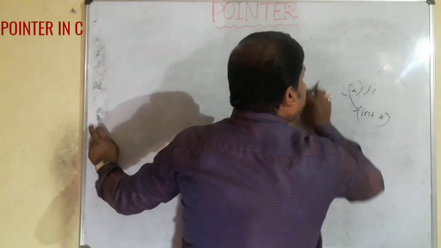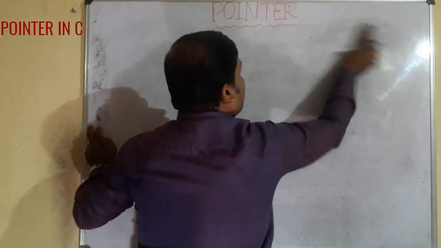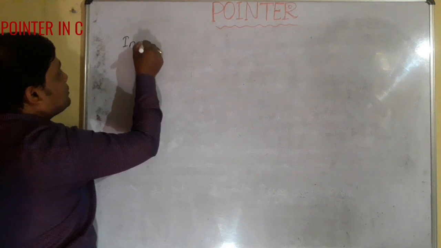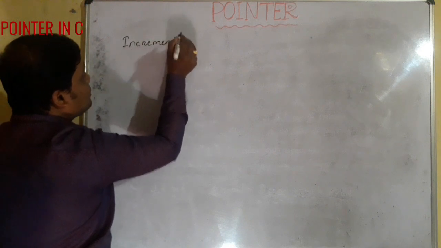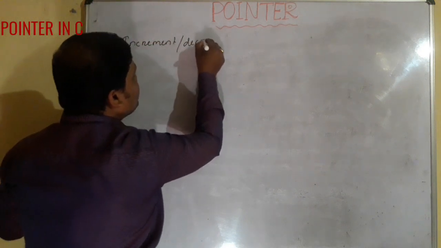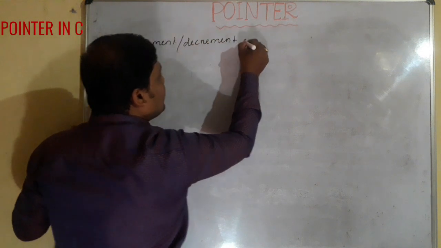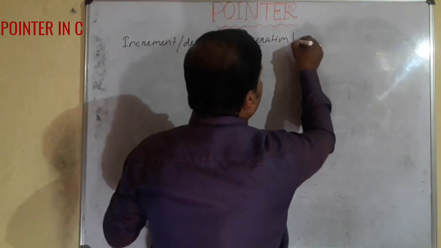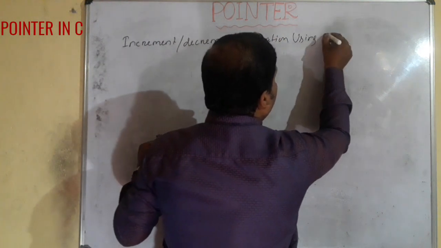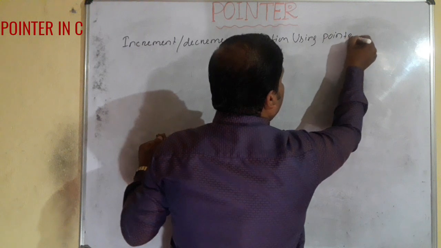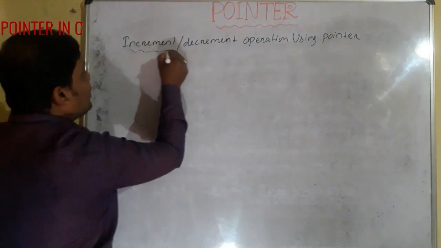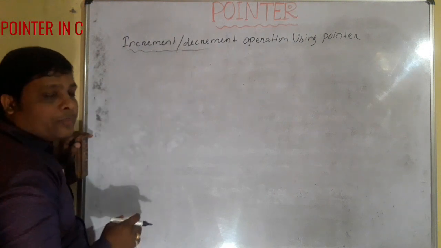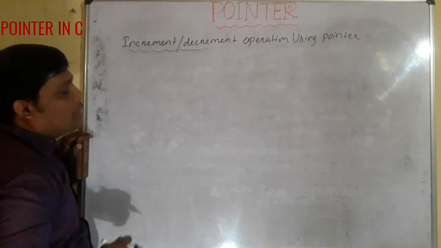Next, the increment decrement operation using pointer. Increment or decrement operation using pointer. How to find out the increment decrement operation using pointer?